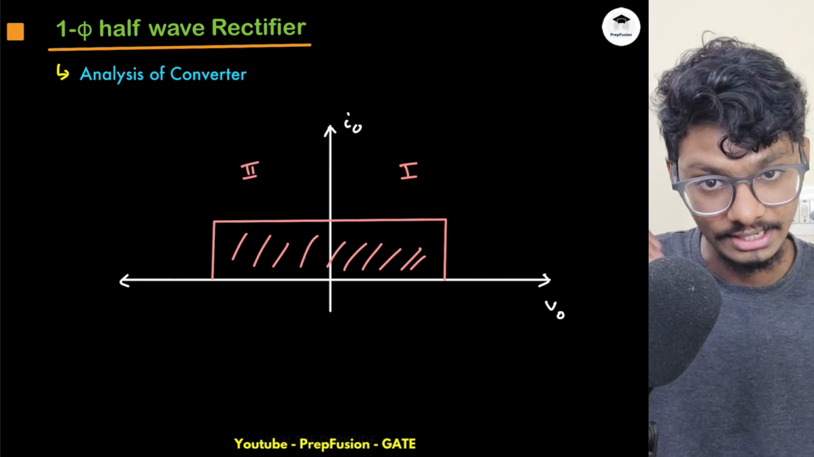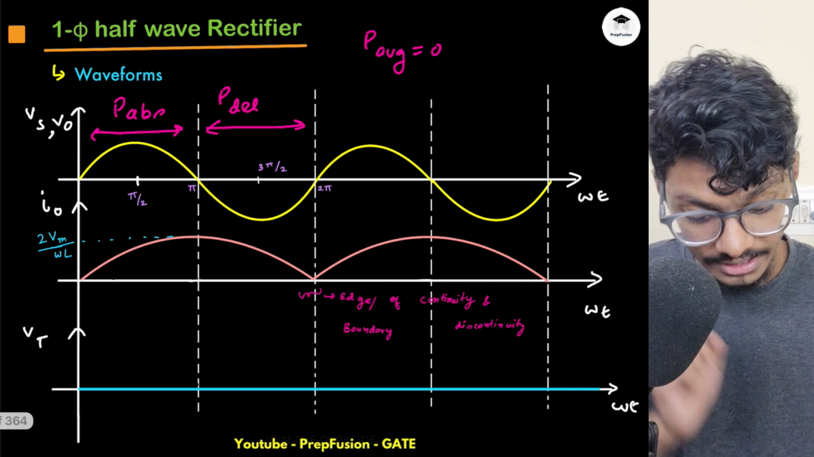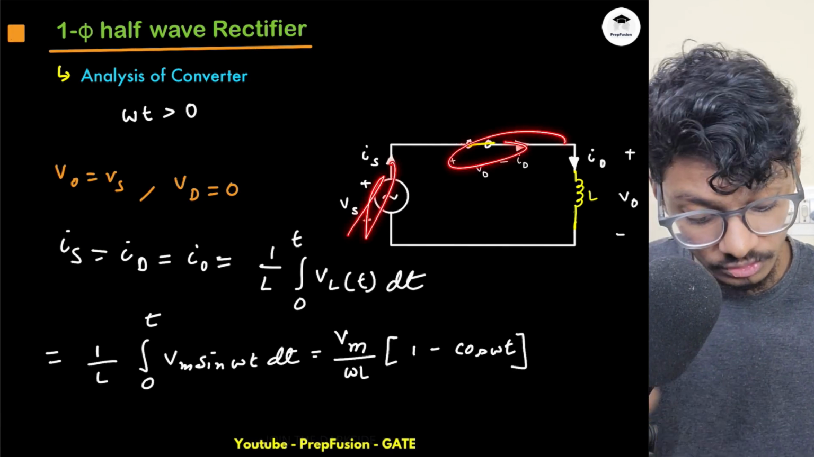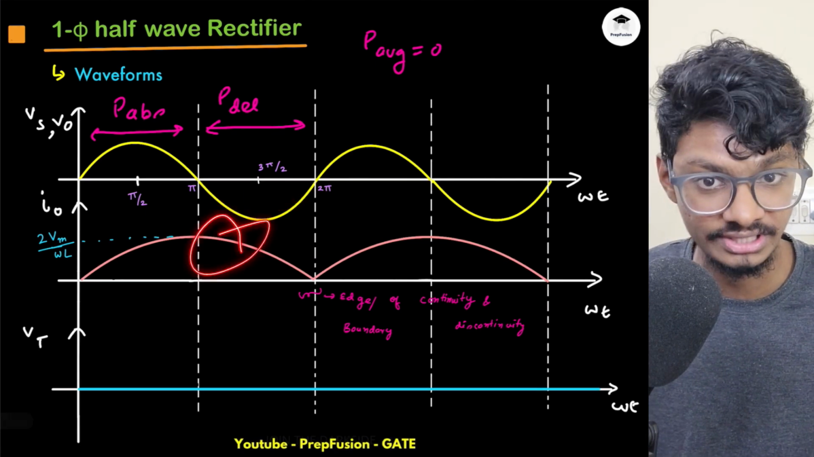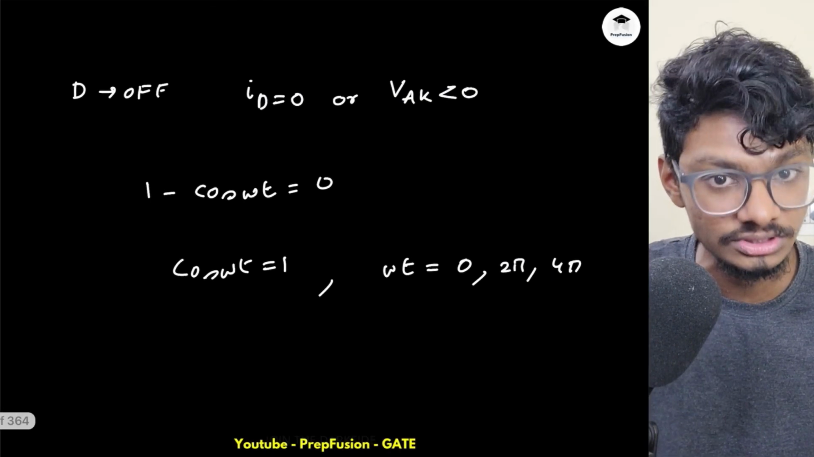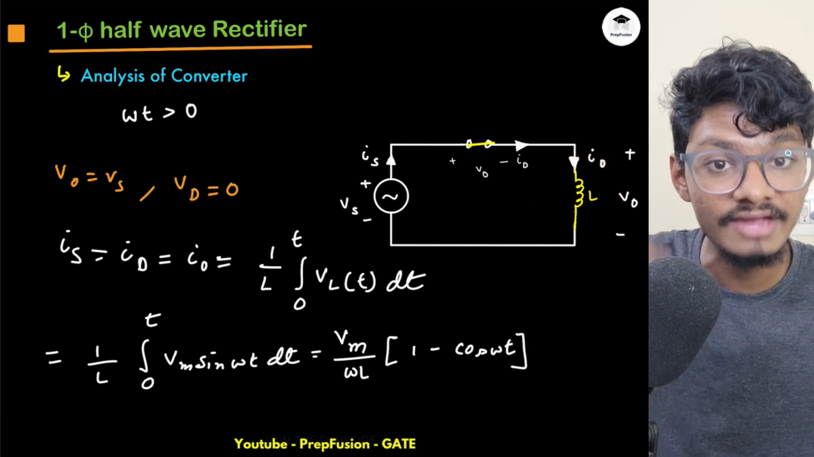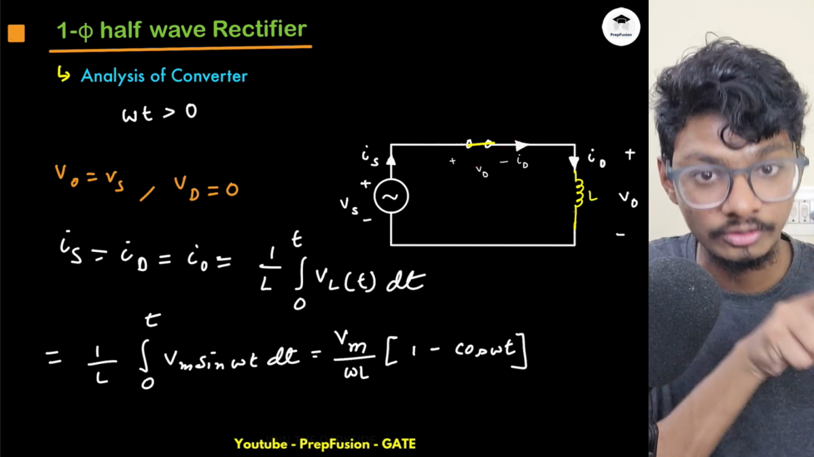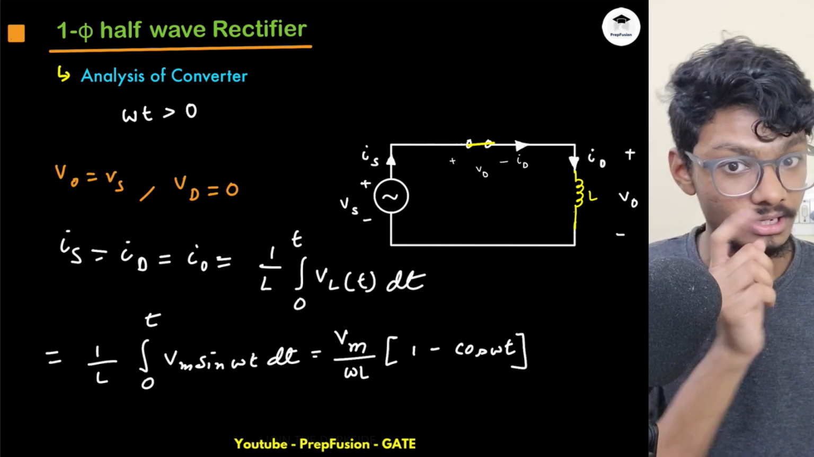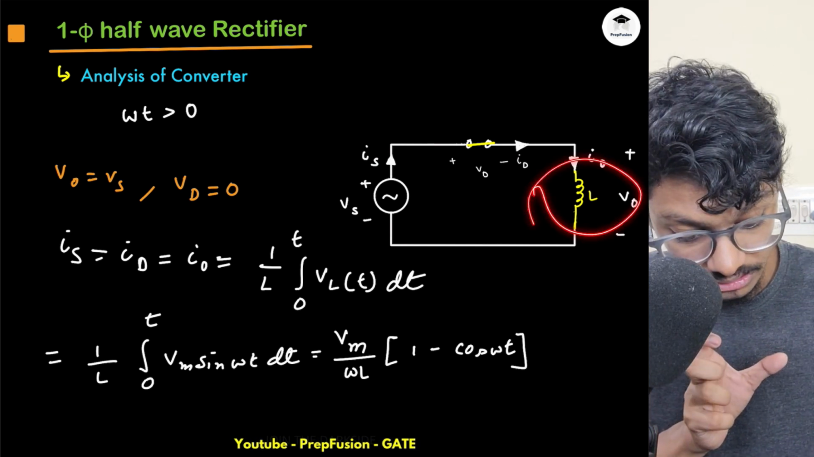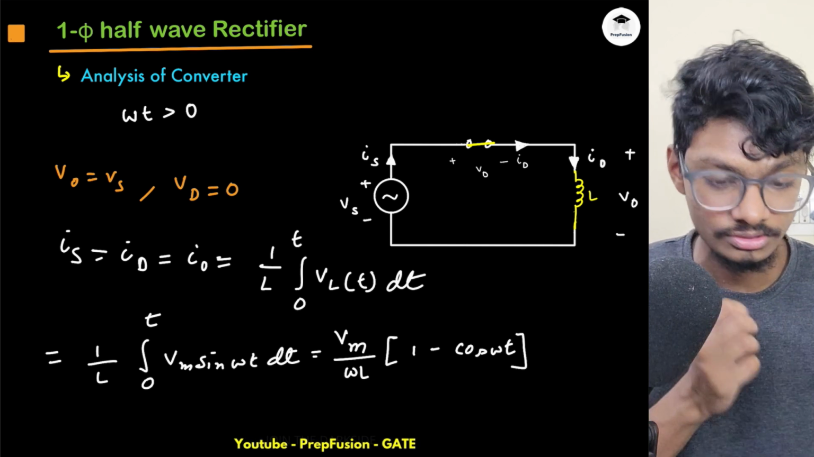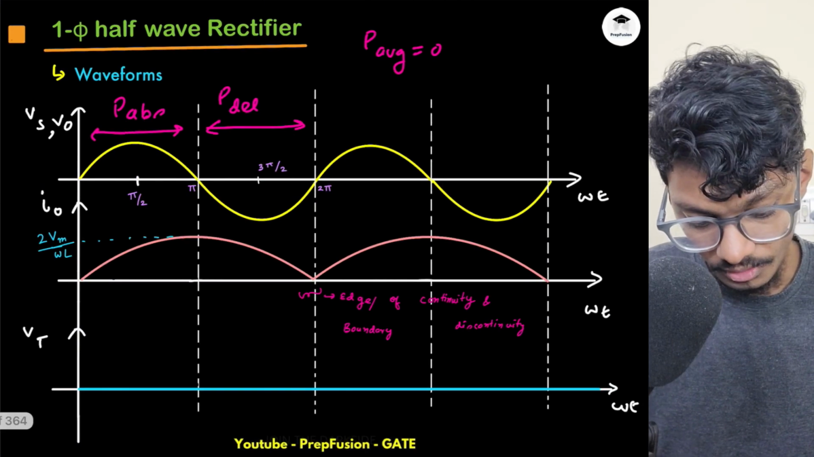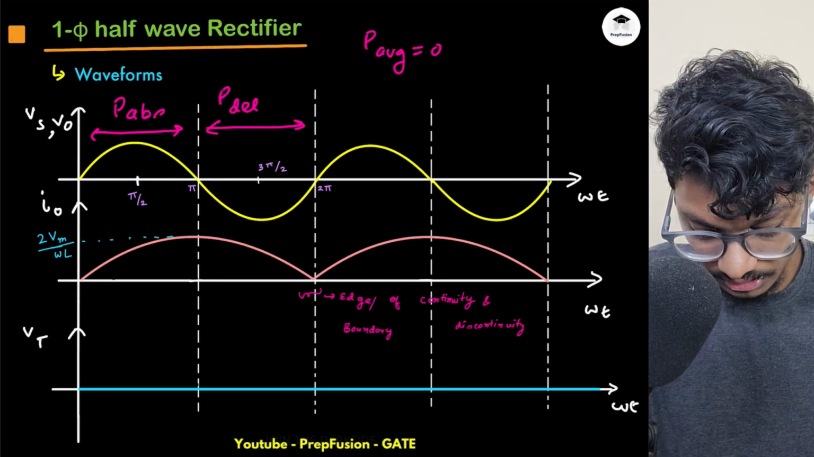Why? Because the inductor can deliver as well as receive power, and the inductor has the capacity to keep the diode on even though the supply voltage was negative. Still the diode was on. How was the diode on? The inductor itself developed a voltage. That kept the diode on, that kept the anode to cathode voltage positive. That's why current was still flowing and the diode was on. So the inductor itself developed a voltage. That is the important part over here. So that was the explanation.